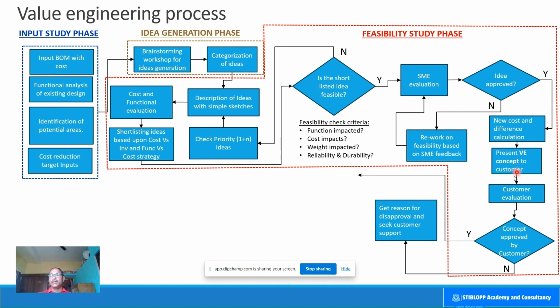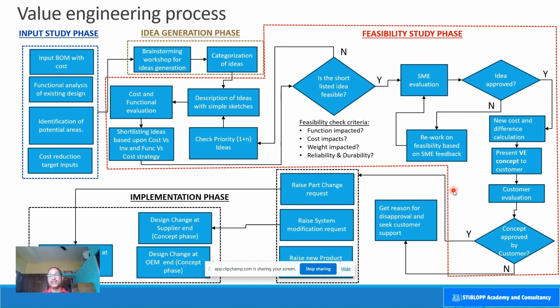Okay. So, after presenting the VE concept to the customer, he will evaluate our concept and either approve or disapprove it. If he approves, then the idea moves to the implementation phase. If he disapproves, then we have to get the reason for the disapproval and seek customer support. Okay. About the implementation phase, I will tell you in more detail when I take a session on product design and development. Okay.